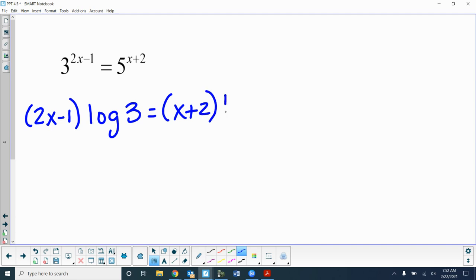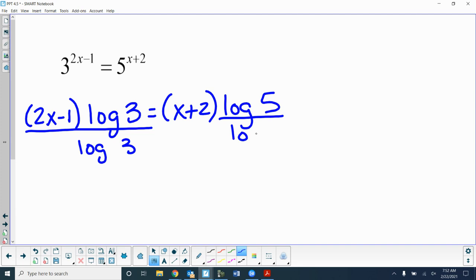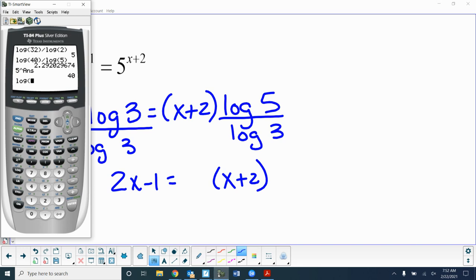So I do that, my first step. I move that exponent out front, and then I'm taking the log of both sides. I'm going to move the log of 3 to the other side by dividing it. So on the left, it's 2x minus 1. And on the right, it's going to be some number times x plus 2. All right? So log of 5 divided by log of 3 is about 1.46.